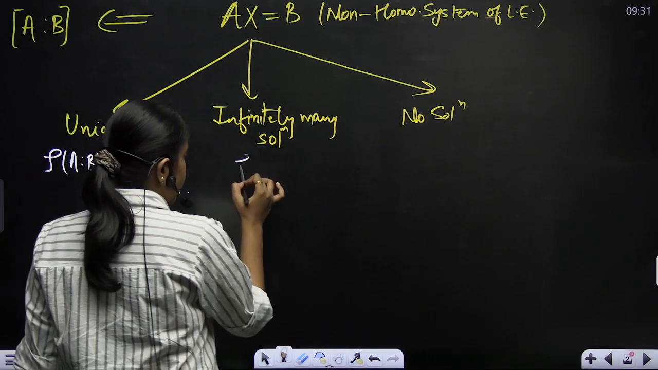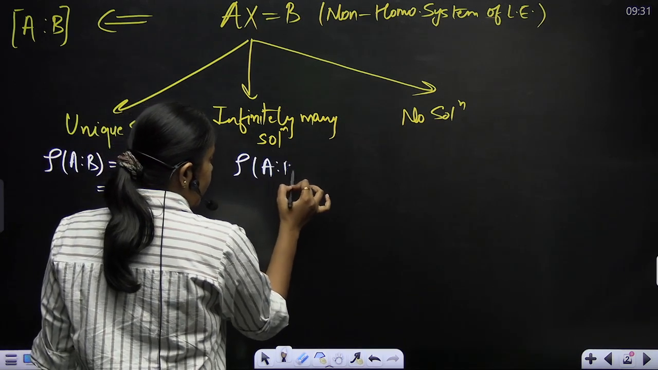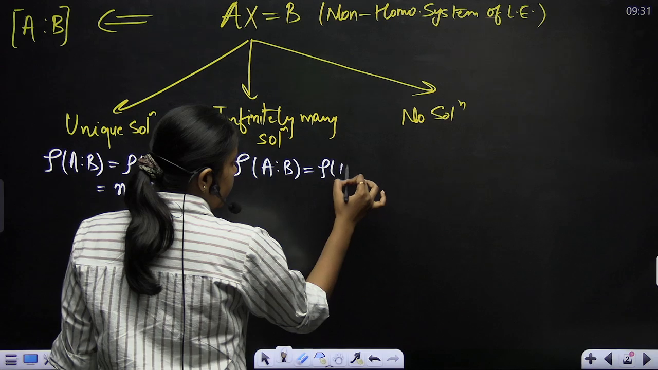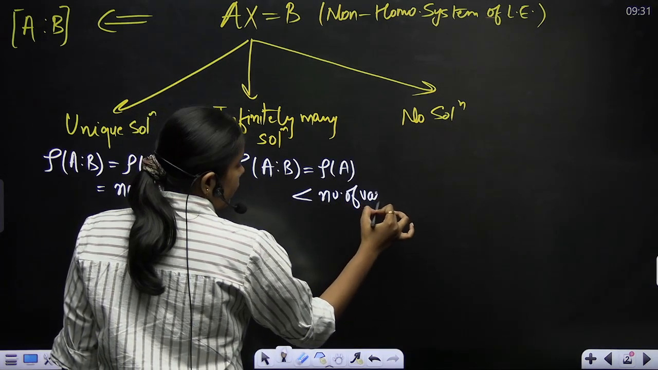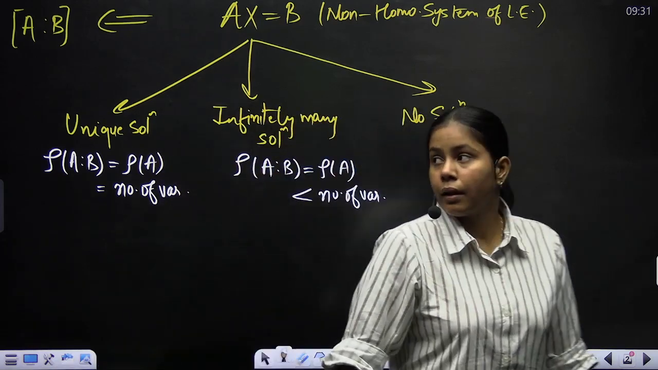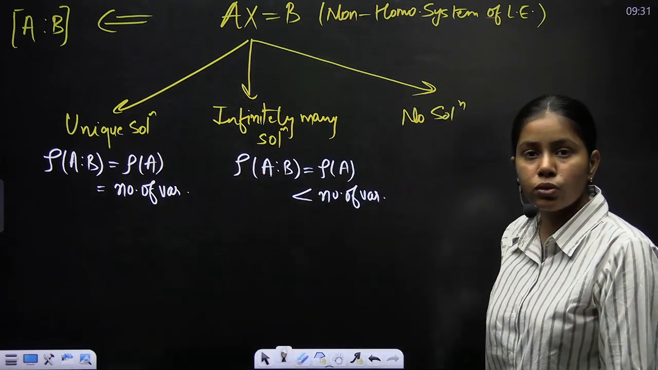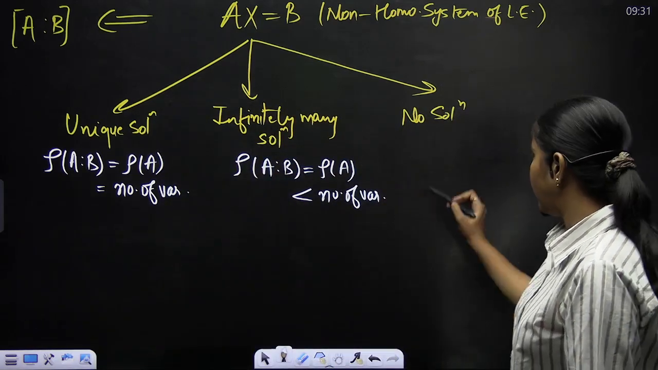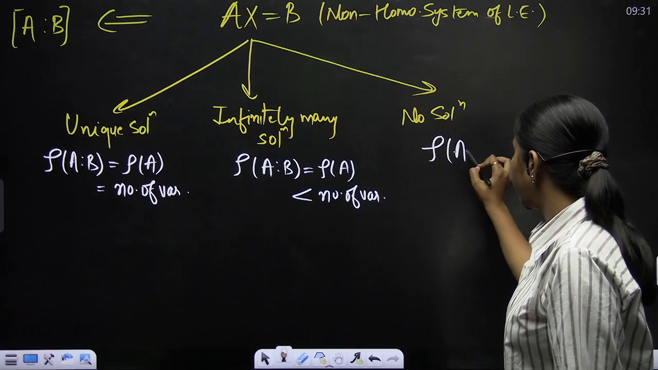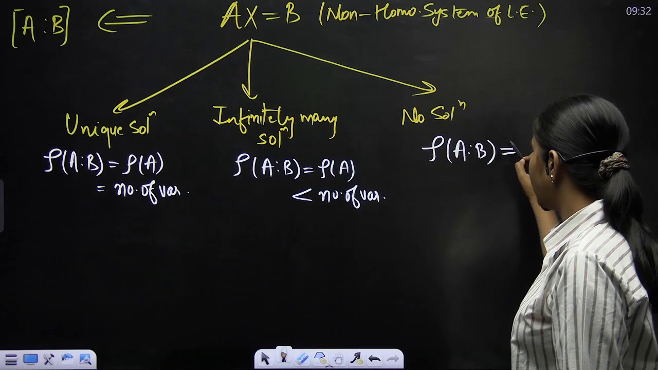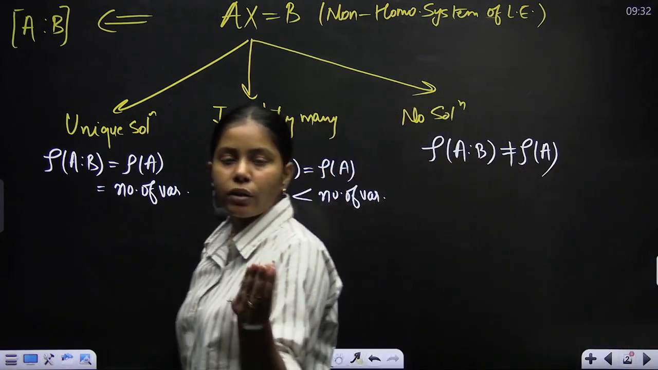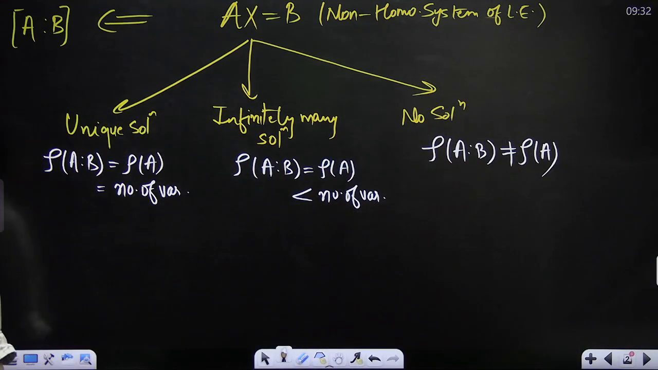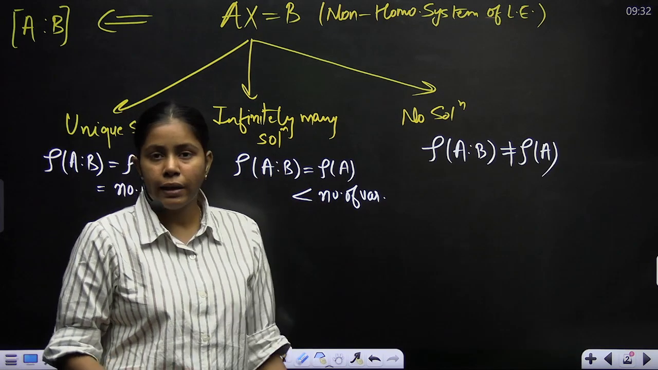Then I have said that if rank of [A|B] is equal to rank of A but less than the number of variables, then I'll have infinitely many solutions. And if rank of [A|B] is not equal to rank of A, then we'll have no solution, because we get one condition where some constant becomes equal to 0. That would never be possible.